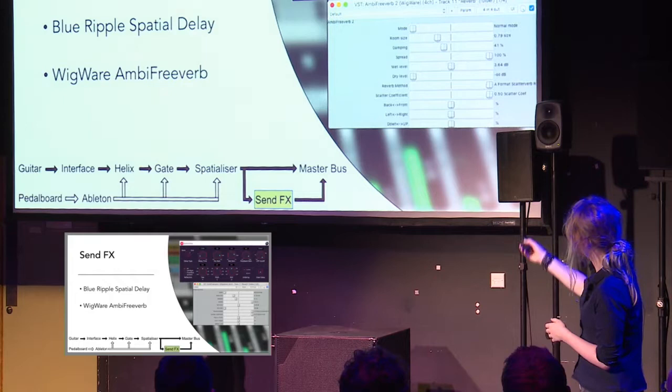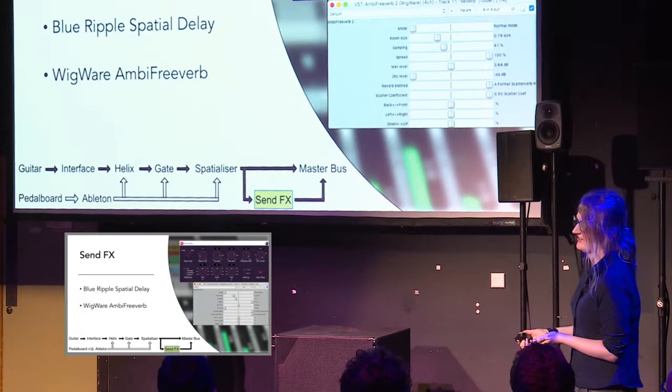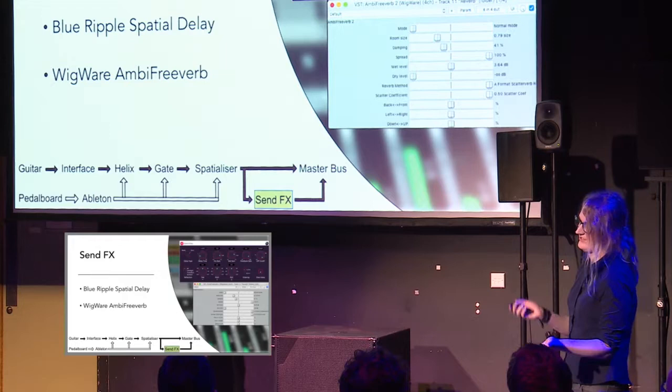The second one is another of Bruce's things, the ambi-freeverb. It's just a first order reverb, but it's reverb. You don't need high order reverb. They're sent again from each string independently. If you want really reverberant high E and everything else dry, we can do that, and vice versa, whatever.